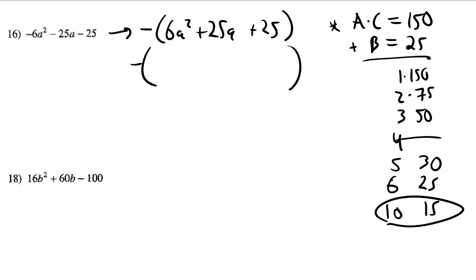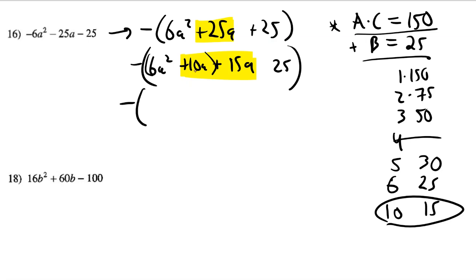These add up to the correct thing and multiply to the correct thing. So as long as I use these two numbers to split up B, factor by grouping will work great. So leave A alone, leave C alone, but instead of saying plus 25A, use these two numbers, plus 10A plus 15A, or plus 15A plus 10A. Doesn't even matter which order you put them in.